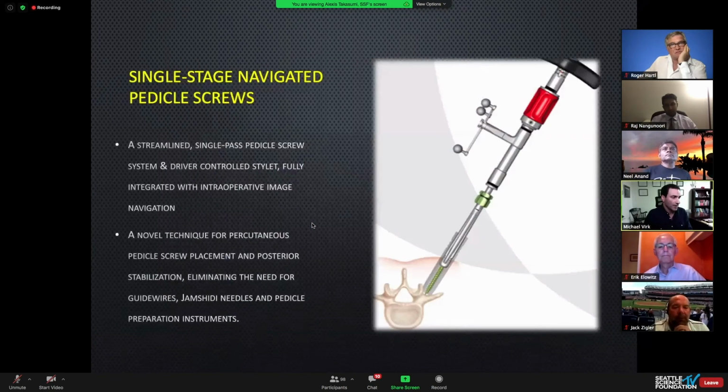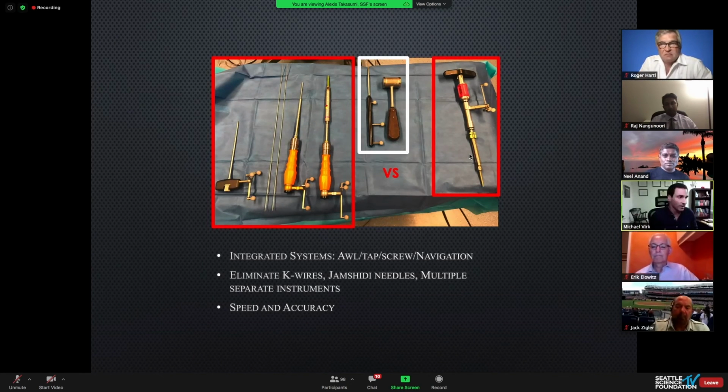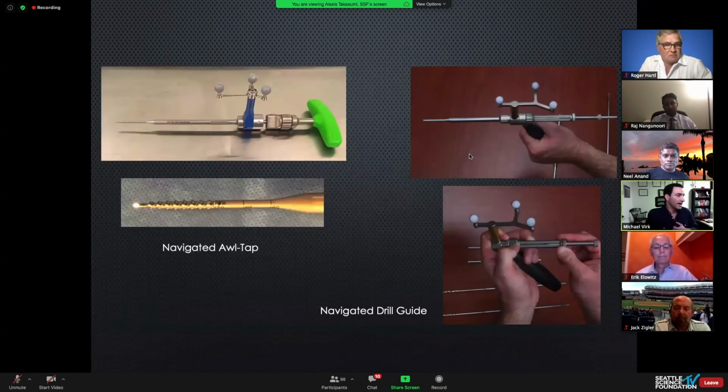So we go through here, we plan our incisions. This is a single stage navigated screw. It's basically replacing your Jamshidi, your K-wire, your tap, all in one. There are several companies that have these systems now. You basically get cortical purchase, and you put the screw directly in under navigation. So it's a really seamless way of getting screws in.